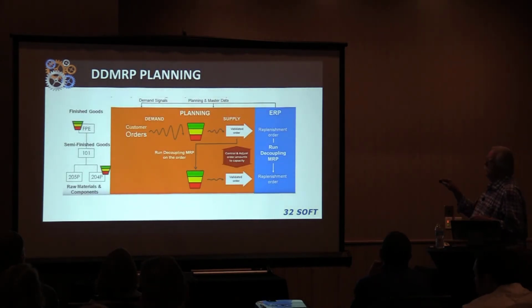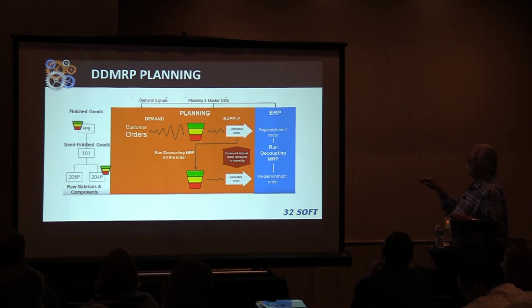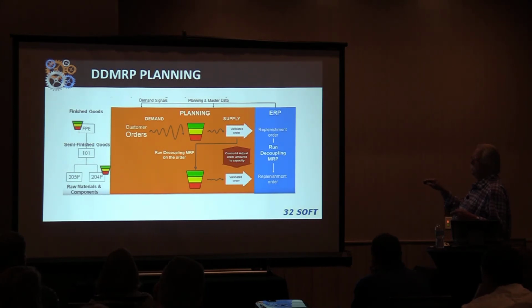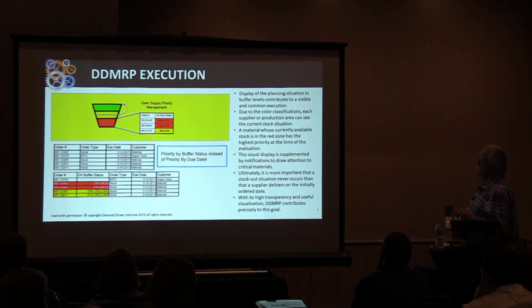So if you look at it in terms of custom orders, it runs into a buffer point. It calculates an order. It runs a decoupled MRP every night, or you can run it during the day, just like we do with MRP. And then you're going to get 2 validated replenishment orders out of the planning process. Execution is highly visible.